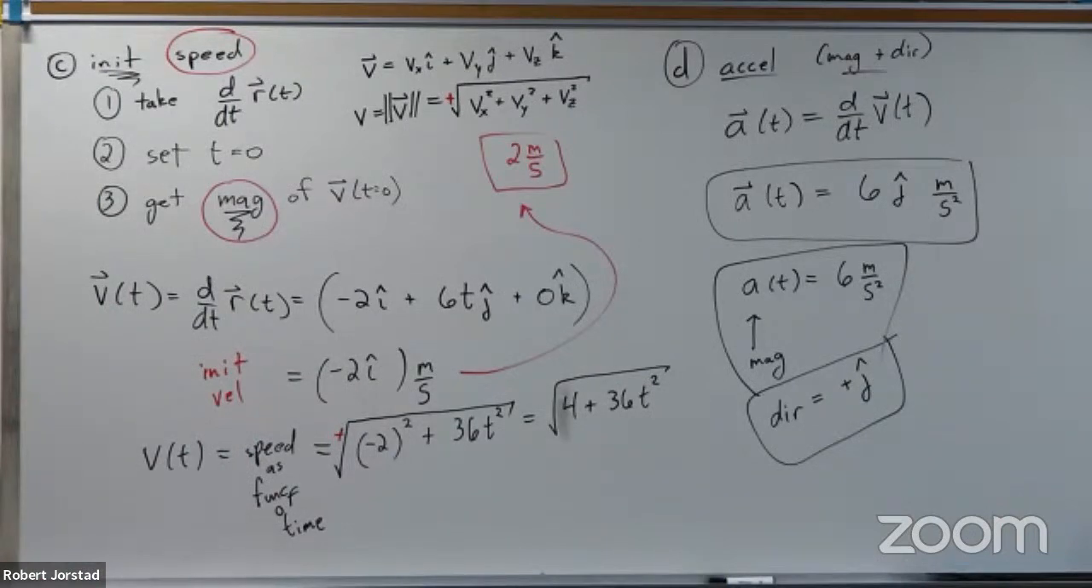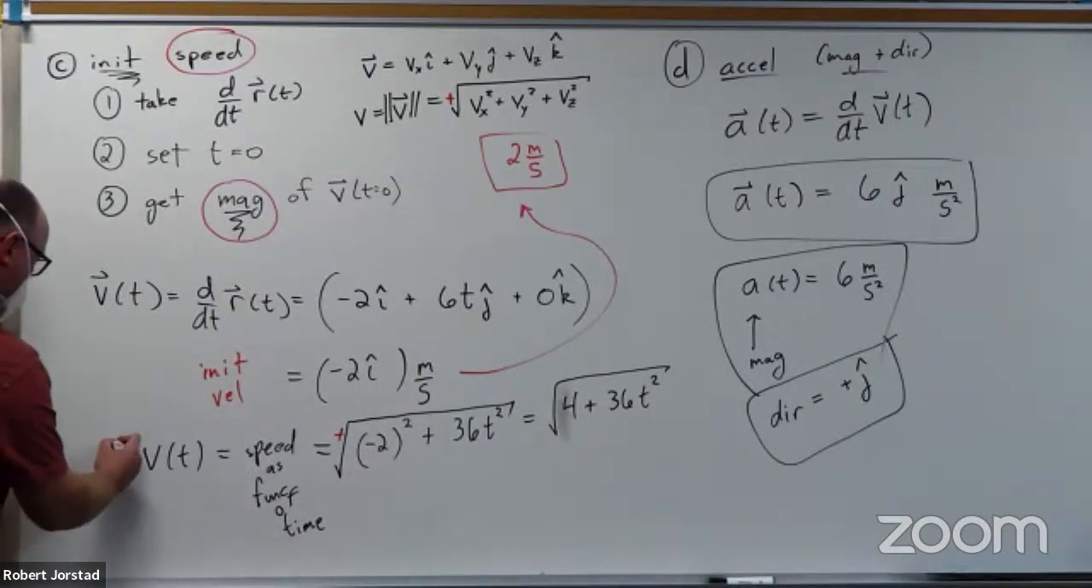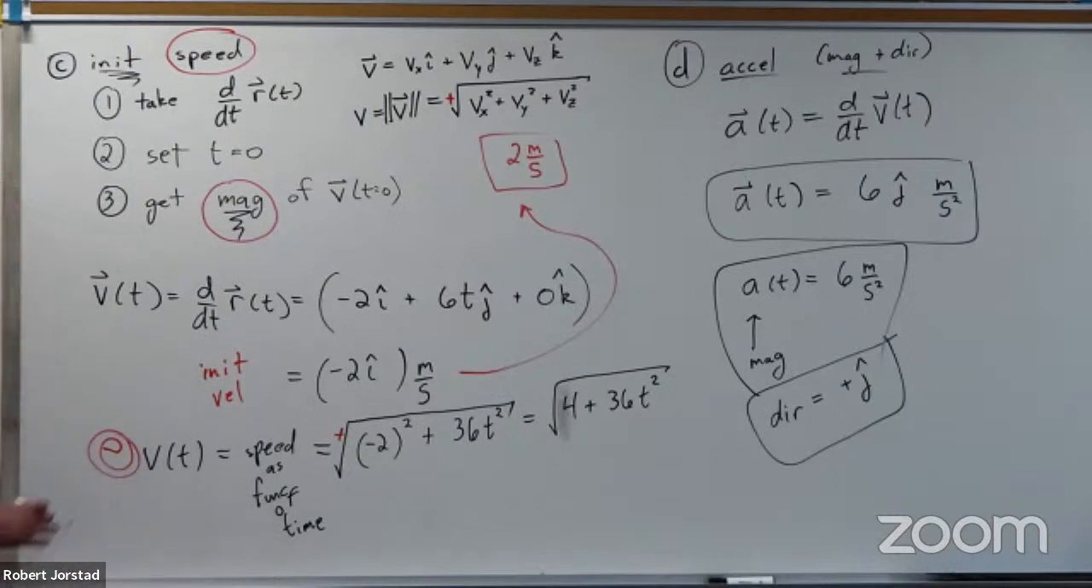Part E, I accidentally answered it right here. Here's part E. Speed as a function of time, because I happen to have it here, right? Well, we got velocity, and then you take the magnitude of it. The only thing you wouldn't do is set t to 0. So if you skip the step of setting t to 0, you get speed as a function of time. Is that okay? Okay.